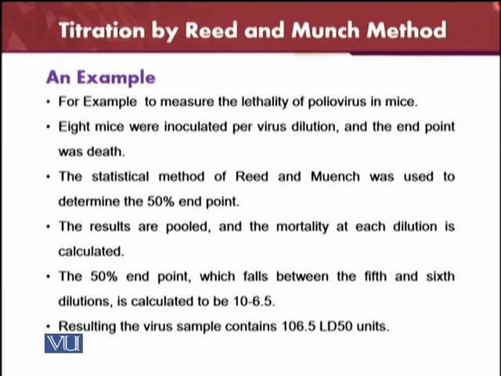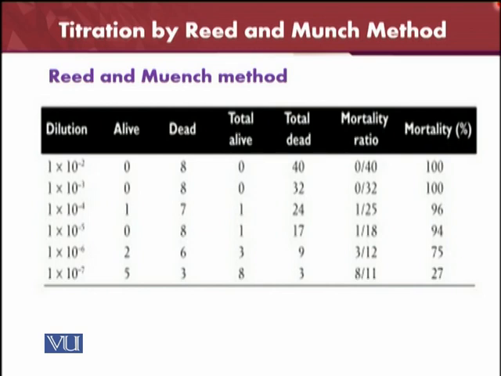The endpoint was considered as 50%, and the endpoint was between the 5th and 6th dilution, which is calculated as 10^-6.5 per 10. So the resulting virus titer will be 10^6.5, and it is termed in the form of LD50 units. We can see it in the table. Next slide shows how we put it into these calculations.